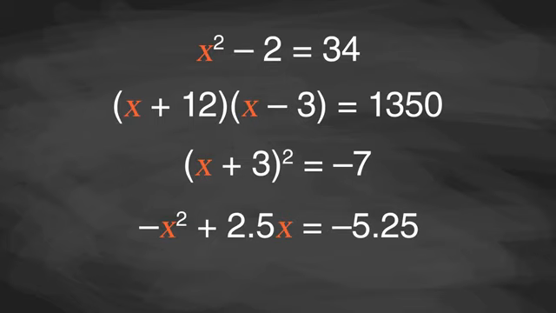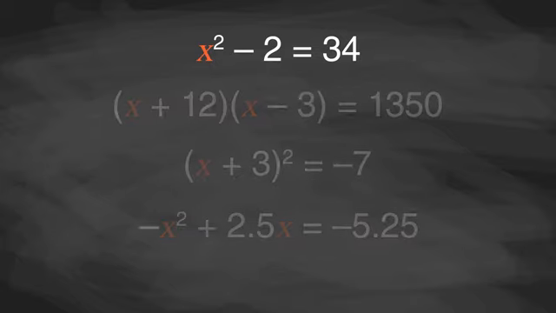There are many different methods for solving quadratic equations, depending on which format you have. Let's take a look at the equations shown here. x squared minus 2 equals 34. The quantity x plus 12 times the quantity x minus 3 equals 1,350. The quantity x plus 3 squared equals negative 7. Negative x squared plus 2 and 5/10 times x equals negative 5 and 25/100. What is the most effective strategy for solving each one?